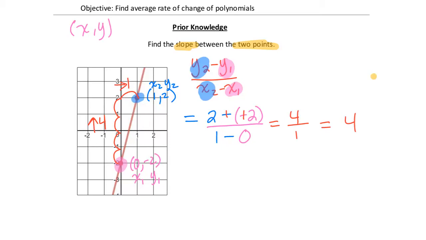But for the sake of class, we're going to be using the formula instead of thinking of it as rise over run. We're going to use the formula instead, okay? So for Math 3, it's basically the same thing, except we're going to be looking at functions like polynomials. So we're going to use f of x instead of y, okay?